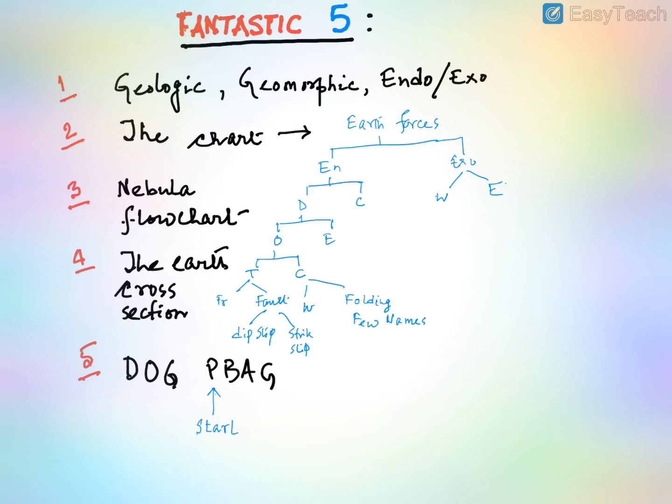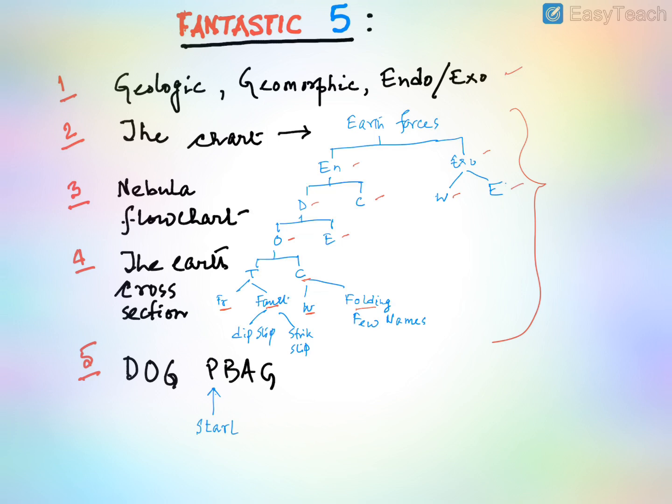You have to remember, number 1, geologic, geomorphic, endogenetic and exogenetic cycles. That's it. Number 2, you have to remember that chart. I made it here for your ready reference. See, earth forces: endogenetic, exogenetic. This is diastrophic, this is catastrophic. Here this is weathering and erosion. Diastrophic, you know, orogenetic and epirogenetic. Orogenetic has tensional and compressional. Tension has fracture and fault. And this compressional force will have warping and folding and so on.